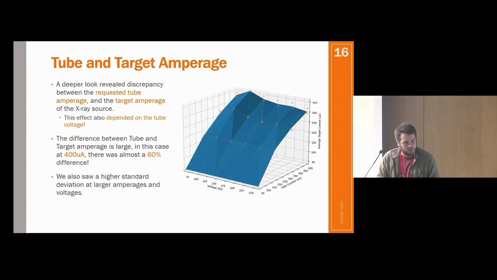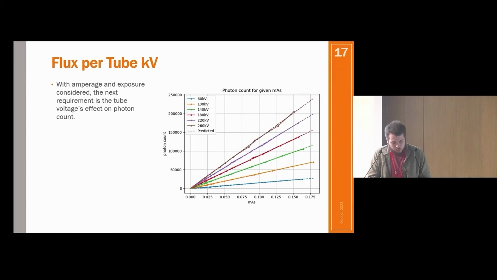There's also some standard deviation issues, and while doing the sweep, because this changes depending on your voltage as well, we actually managed to find the best case, which was around 100 keV. So we found out where the manufacturers are fine-tuning their tubes. So we got the flux.